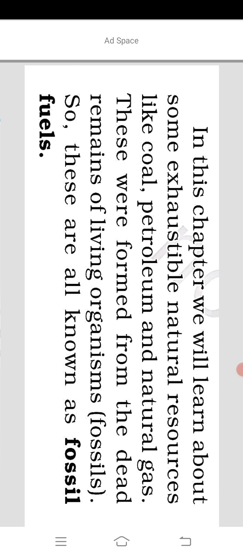In this chapter, we will learn about some exhaustible natural resources like coal, petroleum, and natural gas. These were formed from the dead remains of living organisms, that is known as fossils, and as they are formed from the fossil, these are known as fossil fuels.